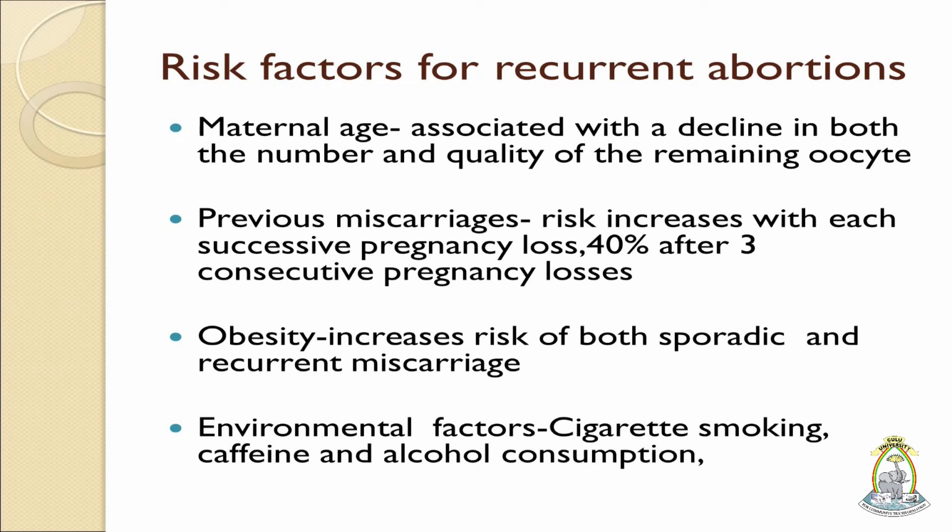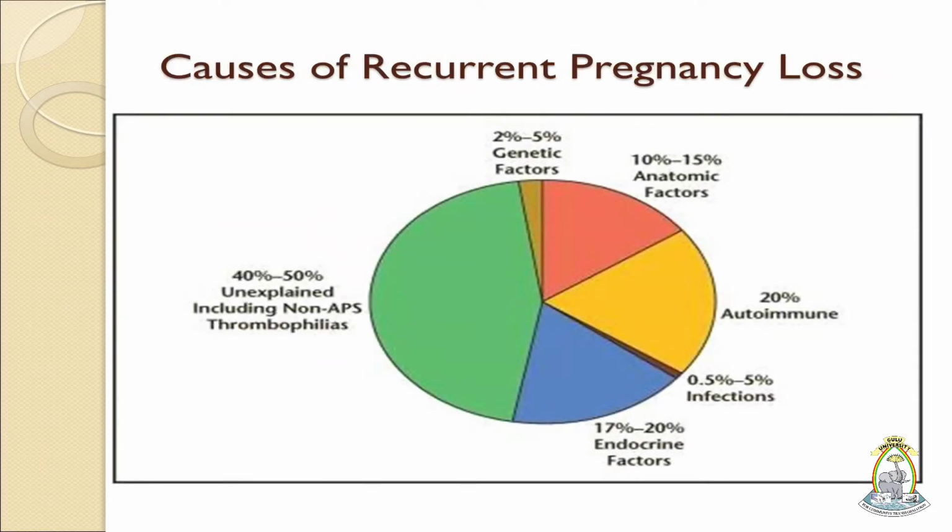There are a number of risk factors that can predispose a mother to recurrent pregnancy loss. Maternal age is very key here. We need to remember that as the mother grows older, the quality of the oocytes becomes poorer and poorer. Also, when a woman has had previous miscarriages, the risk of another miscarriage is quite high. So that should be at the back of your mind when you're managing a patient. Also, people who have obesity are at increased risk of recurrent pregnancy loss. There may be some environmental factors. If you stay in a place where people smoke a lot of cigarettes, or you yourself are a smoker, or you take a lot of caffeine, you're more likely to have that.